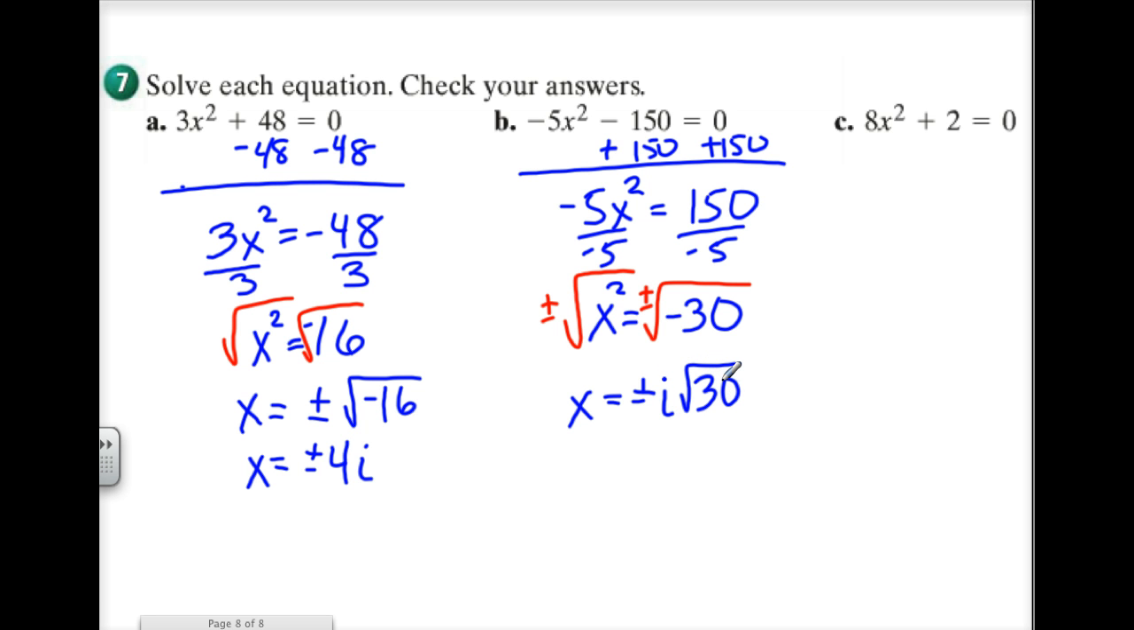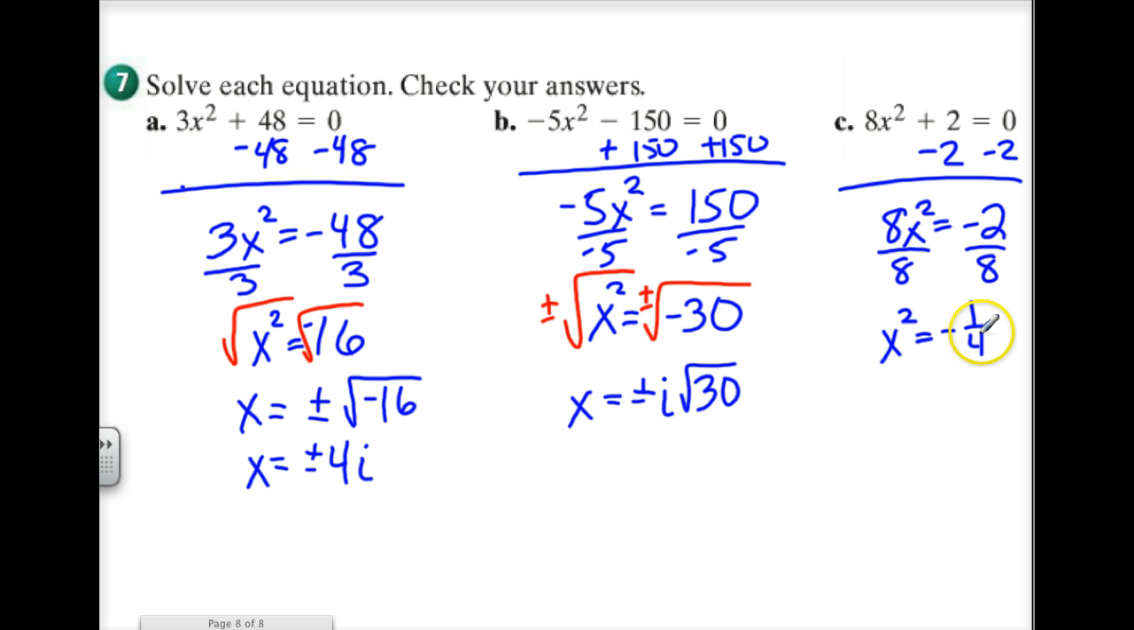And the last example, I'm going to subtract 2 again. 8x squared gives me negative 2. I'm going to divide by 8. I do want to keep this in fractional form. So I get x squared equals a negative 1/4.